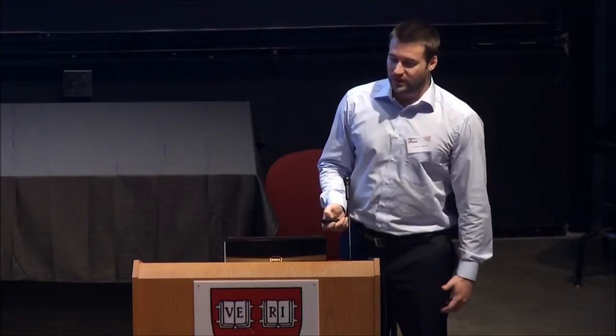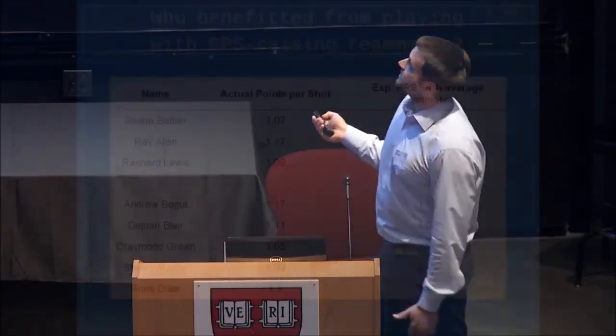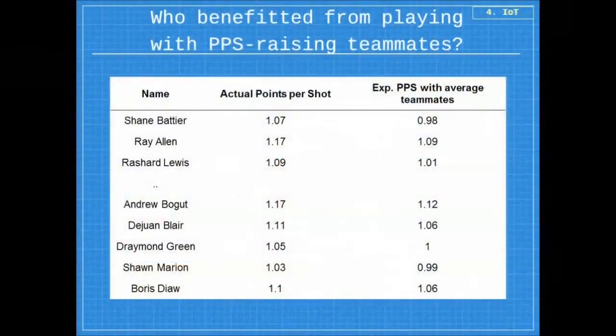And further, who benefited from playing with teammates that raise your points per shot? We can actually get an estimate of what a player's points per shot would be if he was playing with average teammates. We have a couple of players here who used to be on the Heat. Shane Battier shot 1.07 points per shot when he was with the Heat 2 years ago, and the expected points per shot with average teammates that we would give him is actually 0.98.